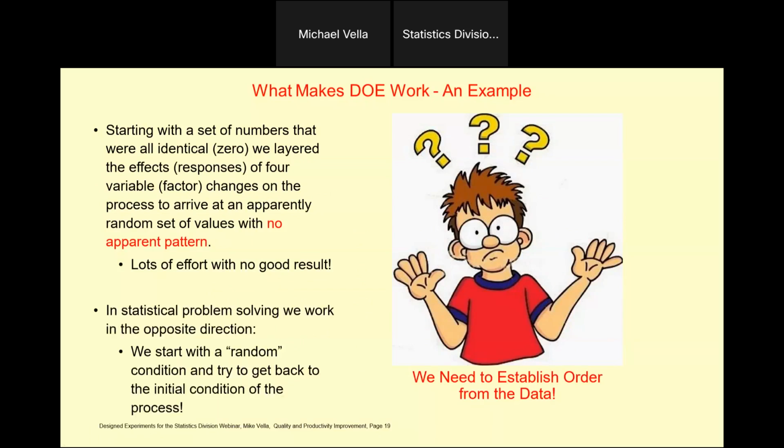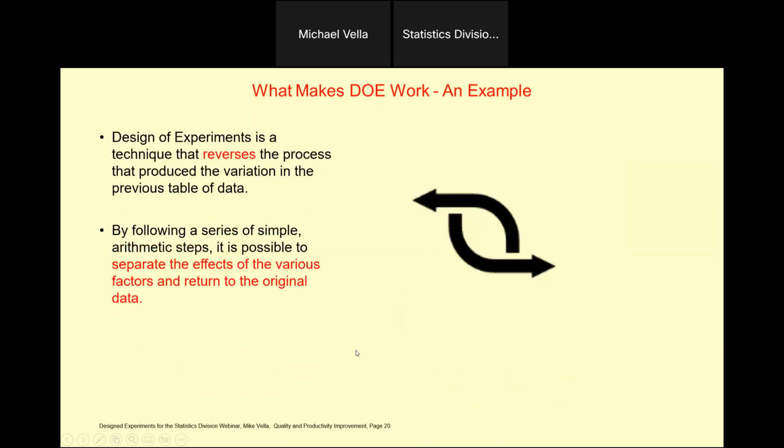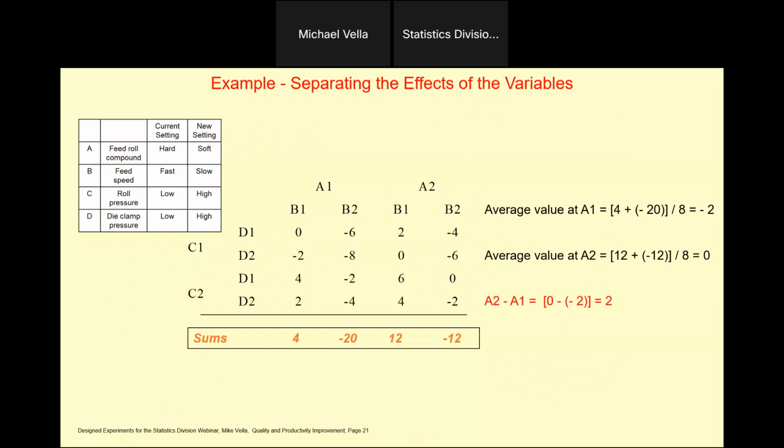Well, in statistical problem solving, we work in the opposite direction. We start with a random condition and try to get back to the initial condition in the process. So a designed experiment is a technique that reverses the process that produced the variation, for example, in this table. By following a series of simple arithmetic steps, it's possible to separate the effects of the various factors and return to the original, separating the effects of the DOE. For example, we can separate the effects.